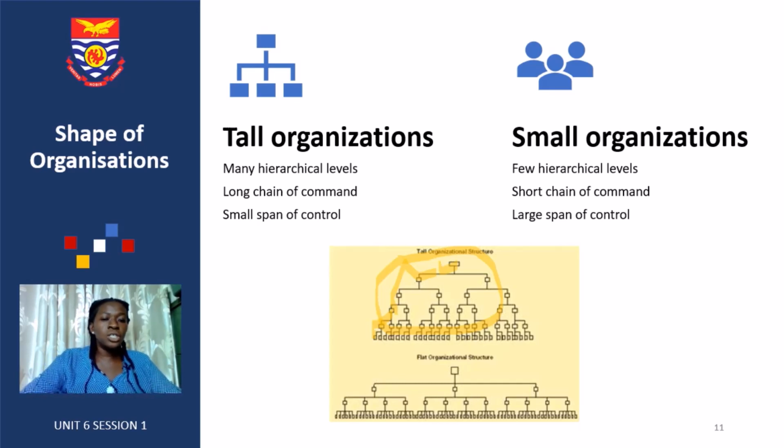For small organizations, there are fewer hierarchical levels. So in this one, you realize that from level 1 we go to 2, and then we go to 3, and it's very short, it's flatter. Usually for small businesses who have just started, you have fewer hierarchical levels. There's also a shorter chain of command and a large span of control, so the number of people under one supervisor may be like 10 or 20, plenty of people to one supervisor. That is what happens in small organizations as well.